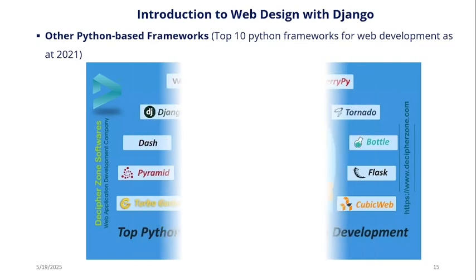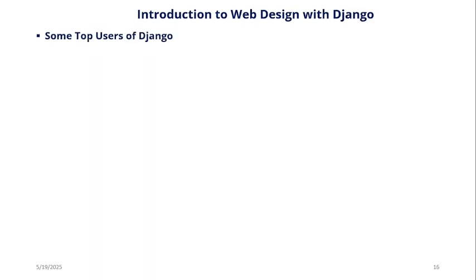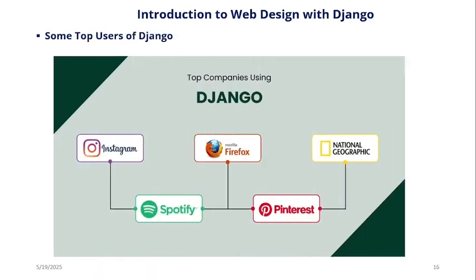There are other Python based web frameworks which you may want to know about. Django is just one of them. There's Web2Py, CherryPy, Flask, which is also very popular. If you are interested, you can find time to look at them. But for now, let's focus on Django. Django is not just a wayside language. Many top companies are using Django for their development: Instagram, Firefox, National Geographic, Pinterest, and so on, just to name a few.